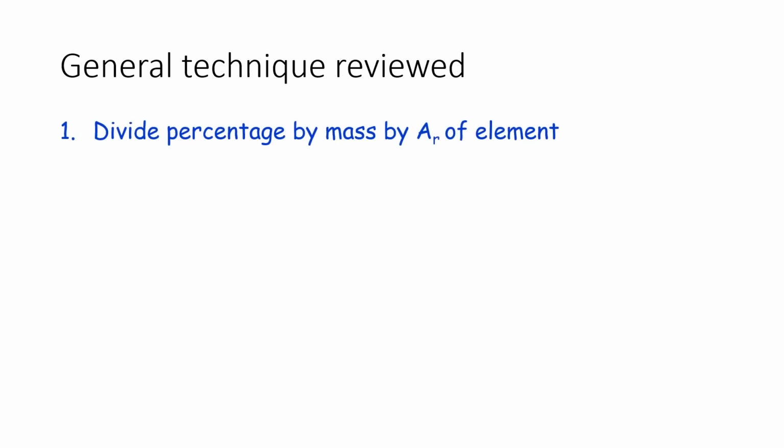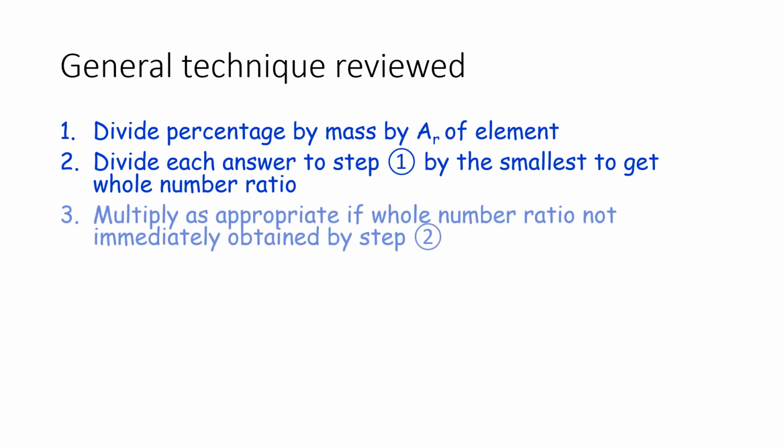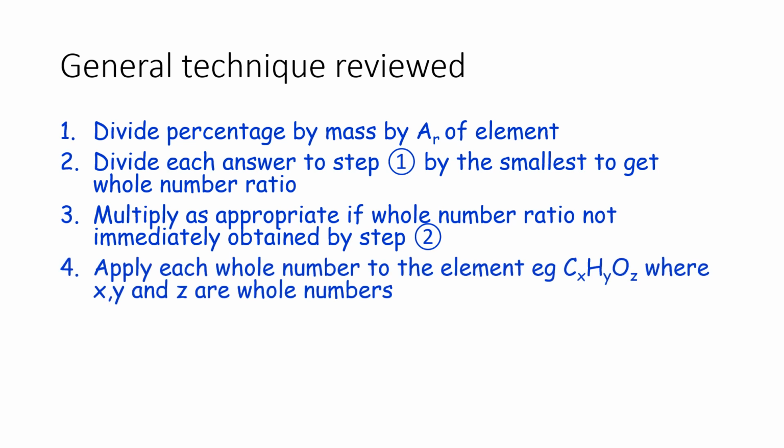So remembering that the empirical formula is the smallest whole number ratio of elements present in a compound, the general technique we normally use is we divide the percentage by mass by the relative atomic mass of each element. And from that step, you divide by the smallest to get the whole number ratio. If it's not a whole number ratio in step 2, you multiply as appropriate up until it becomes a whole number ratio. And then the whole number ratio will apply to each of the elements. So for example, in a compound containing carbon, hydrogen and oxygen, X, Y and Z will be whole numbers.